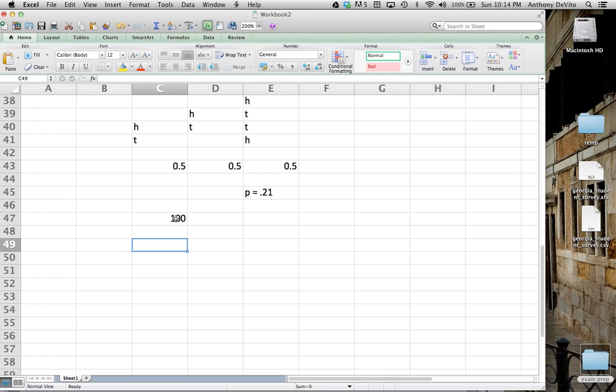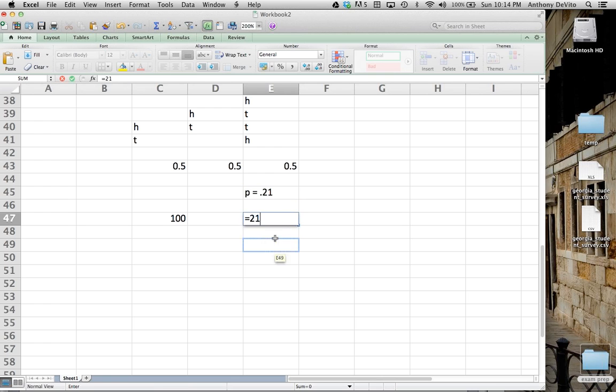Okay, well, if you're going to take 100 patients, and in the population the prevalence is 21%, you're going to expect 21 out of those 100 to have high blood pressure. That's the most likely outcome because the prevalence is 21%. You've got 100. You're going to look at 100 random people that are going to come into your facility.